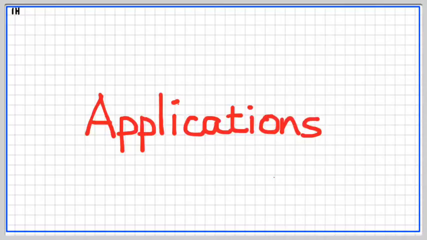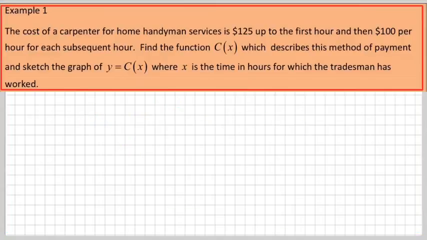Hi guys, we're going to have a look at some real life applications of functions in this segment. I've got three examples for you, so let's get started.